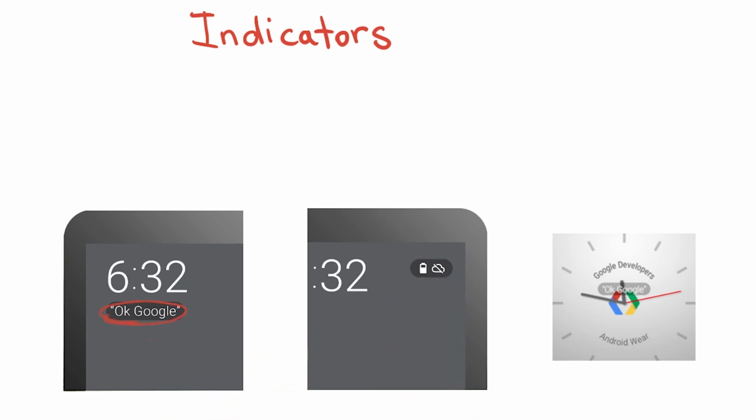And the hot word is the phrase "OK Google," which tells the user that they can interact with the watch using voice commands. When a user activates the wearable, the hot word can appear on the screen for a few seconds. The indicator and the hot word can be placed in several fixed locations on the wearable.